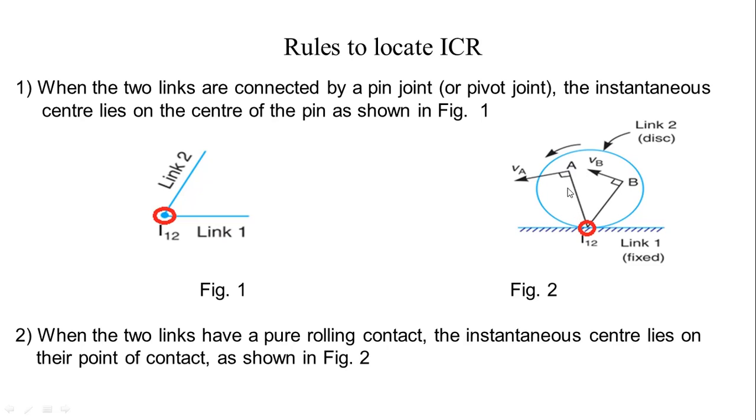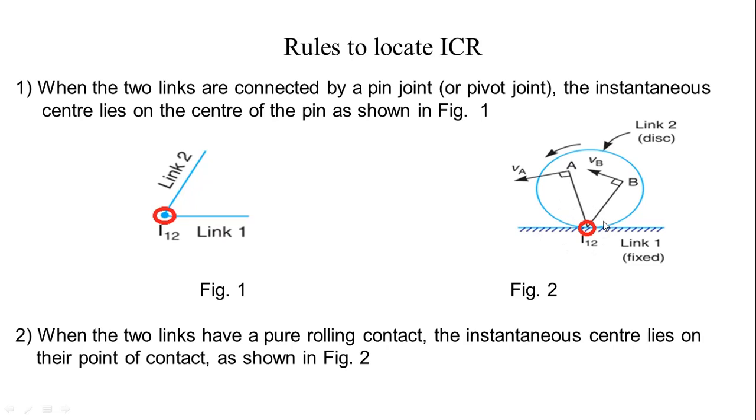Now consider two points on link number 2, which is moving, while link number 1 is fixed: point A and point B. Their velocity vectors are shown in the figure. If you draw a perpendicular to each velocity vector, their point of intersection is at the point where the roller makes contact with the fixed link. It means that the instantaneous center for the rolling pair, or for pure rolling contact, will always lie at their point of contact.